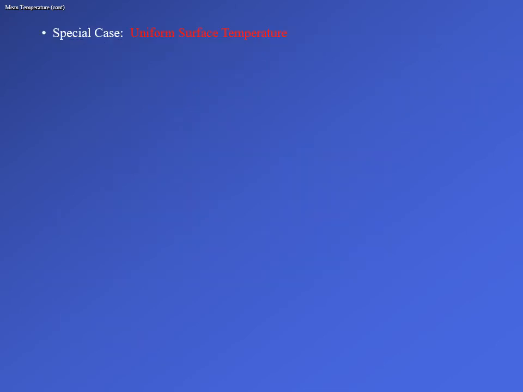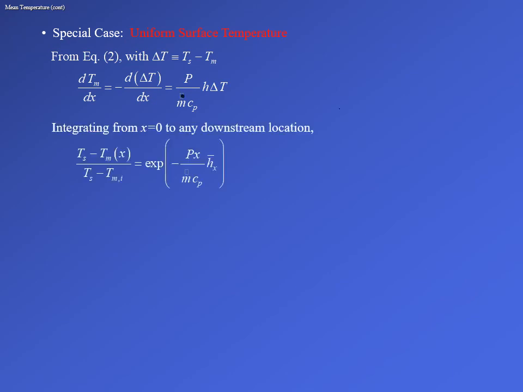So for the other boundary condition, where the surface temperature is specified and is uniform, we can solve the differential equation for that case as well. Again, I won't do it, but when we solve it, we get an exponential variation of the temperature, the mean temperature, of course.